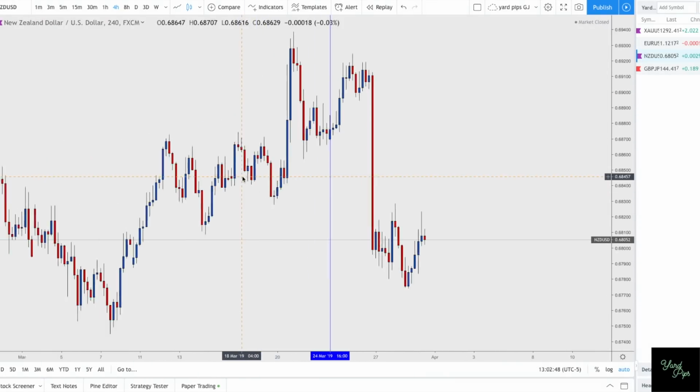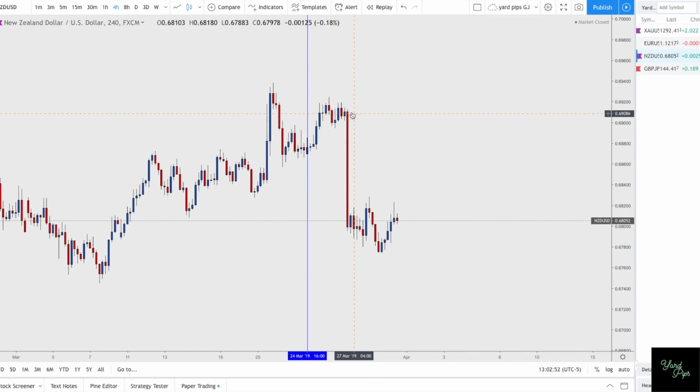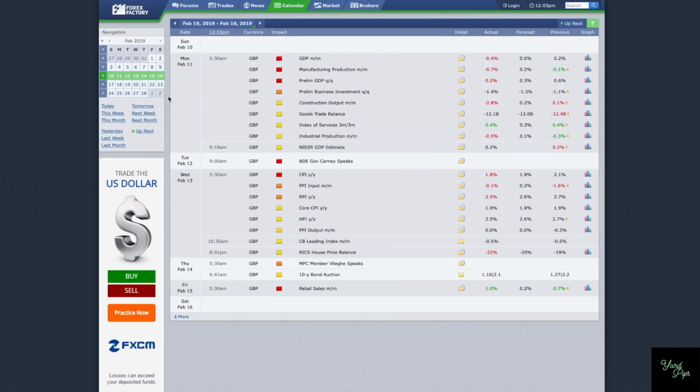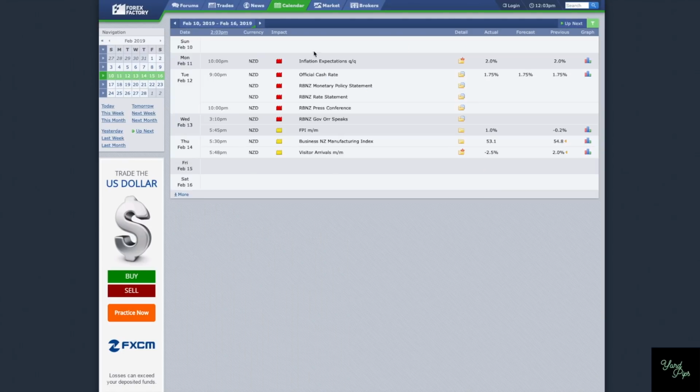Alright, let's jump over to NU. This fell out of the sky. This was a cash rate decision. I think NZD decided to keep their currency at their cash rate at 1.75. Let me check that. See if I'm right.